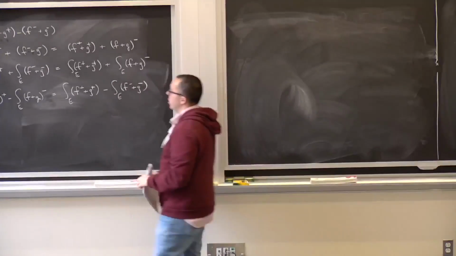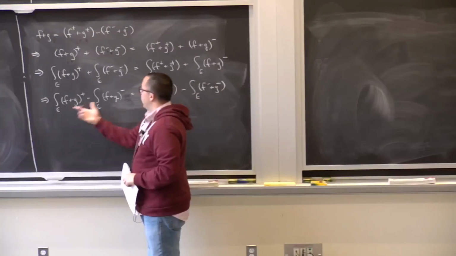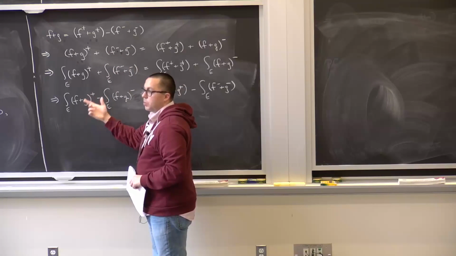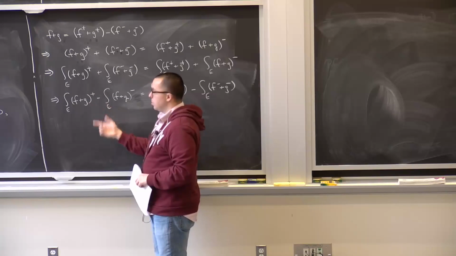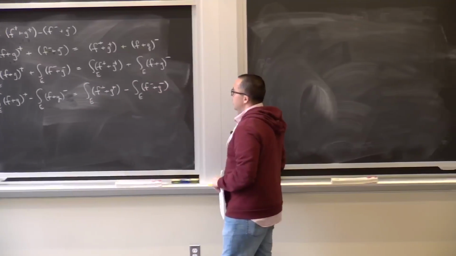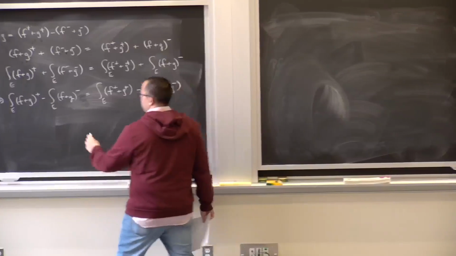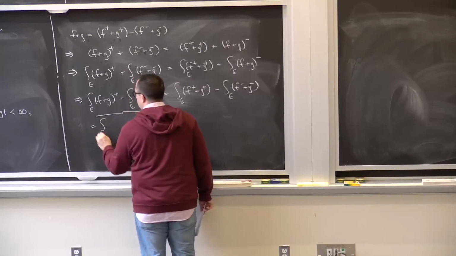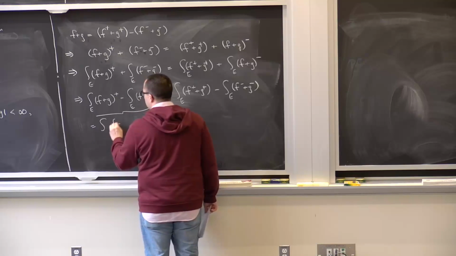So even though we don't know that the positive part of the sum is the sum of the positive parts, and the same thing for the negative part, we still get the integrals equal, and this thing right here is just equal to, by definition, the integral of f plus g.